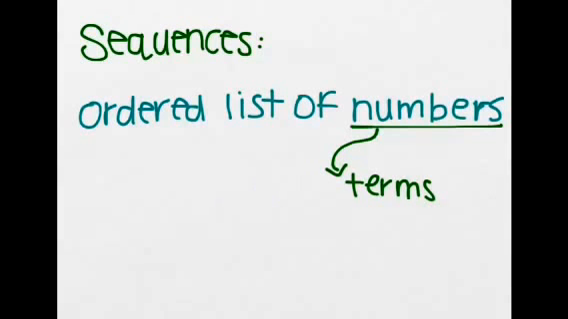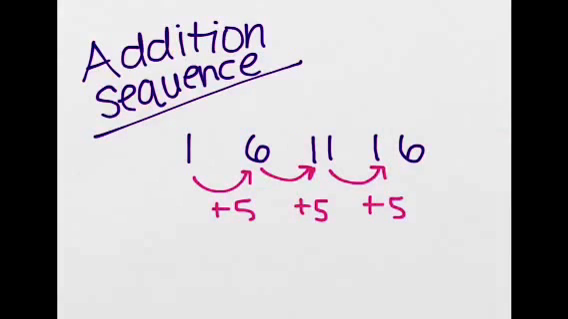Let's get started. Sequences are an ordered list of numbers. These numbers are called terms. Our first type of sequence is called the addition sequence. The addition sequence is basically when you add the same amount to get the next term. For example, the first term is 1 and we add 5 to get 6. To get the next term after 6, again we add 5 to get 11. And to get the next term after 11, again we add 5 to get 16, and so on.